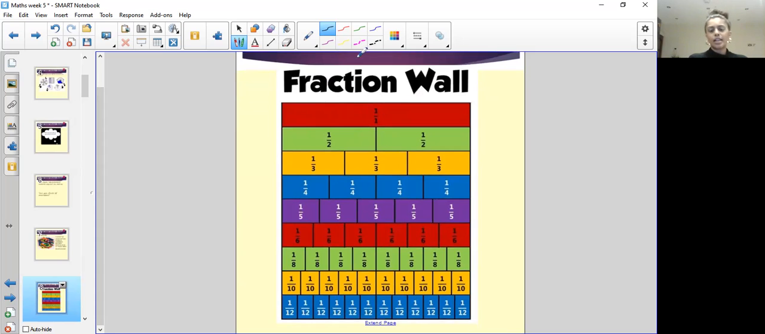This shows the breakdown of the fractions from a whole and how they're broken down into halves, thirds, fourths, fifths, sixths, eighths, tenths, and twelfths. So by having a look at this rule, we have one whole. So 1/1 is one whole. Now, 2 halves make one whole because we have 2 pieces. 3 thirds make one whole.